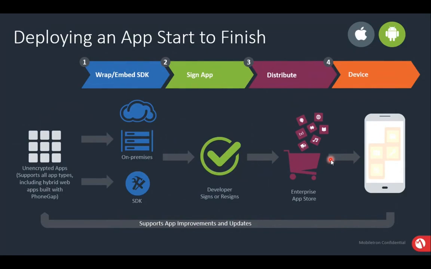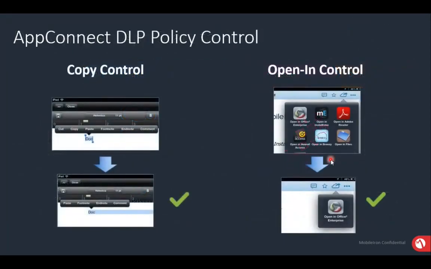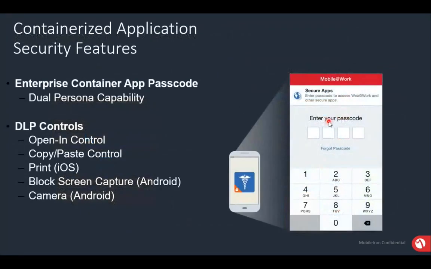The reason we make an app AppConnect enabled is to have a DLP feature. With AppConnect enabled, you will have control over copy, paste, or even any attachment or open-in control. You can always restrict that. So anything that happens inside a container stays inside the container. For example, if you copy anything within this application, it can be pasted only within a containerized third-party or containerized application. And you can also have a secure passcode for that app, and you can block screen capture for Android and print for iOS.